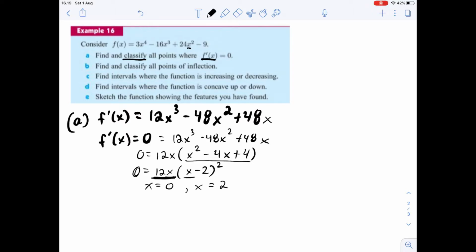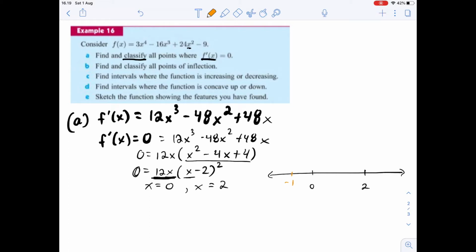So what we're going to do is draw a nice little sign diagram. I'm going to put 0 and 2, and we need to classify what these points are. In order to do that, I'm going to look at what's happening with the first derivative. We'll just stick to the first derivative in this problem. So I'm just going to pick any random point here. I'll pick -1 to make it easy.